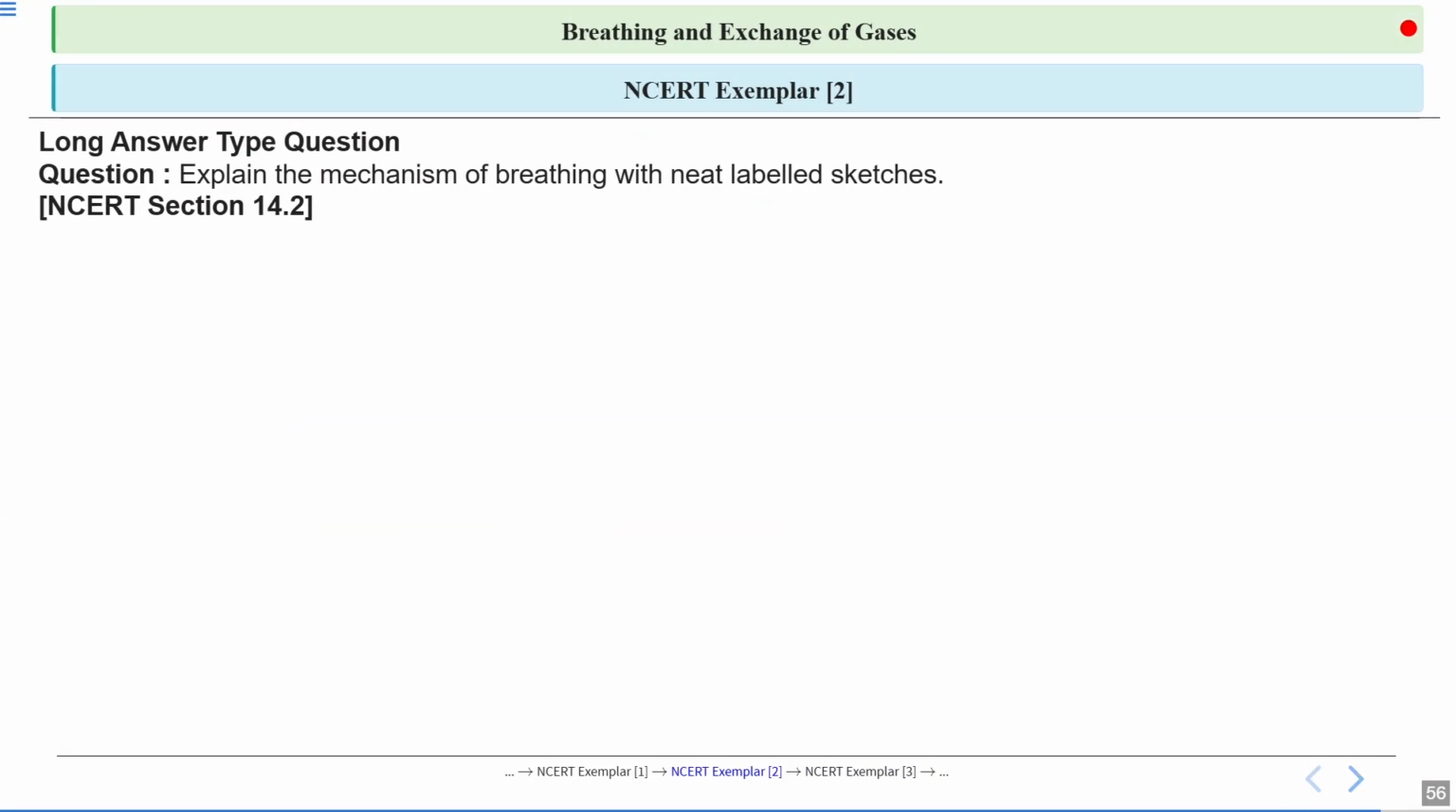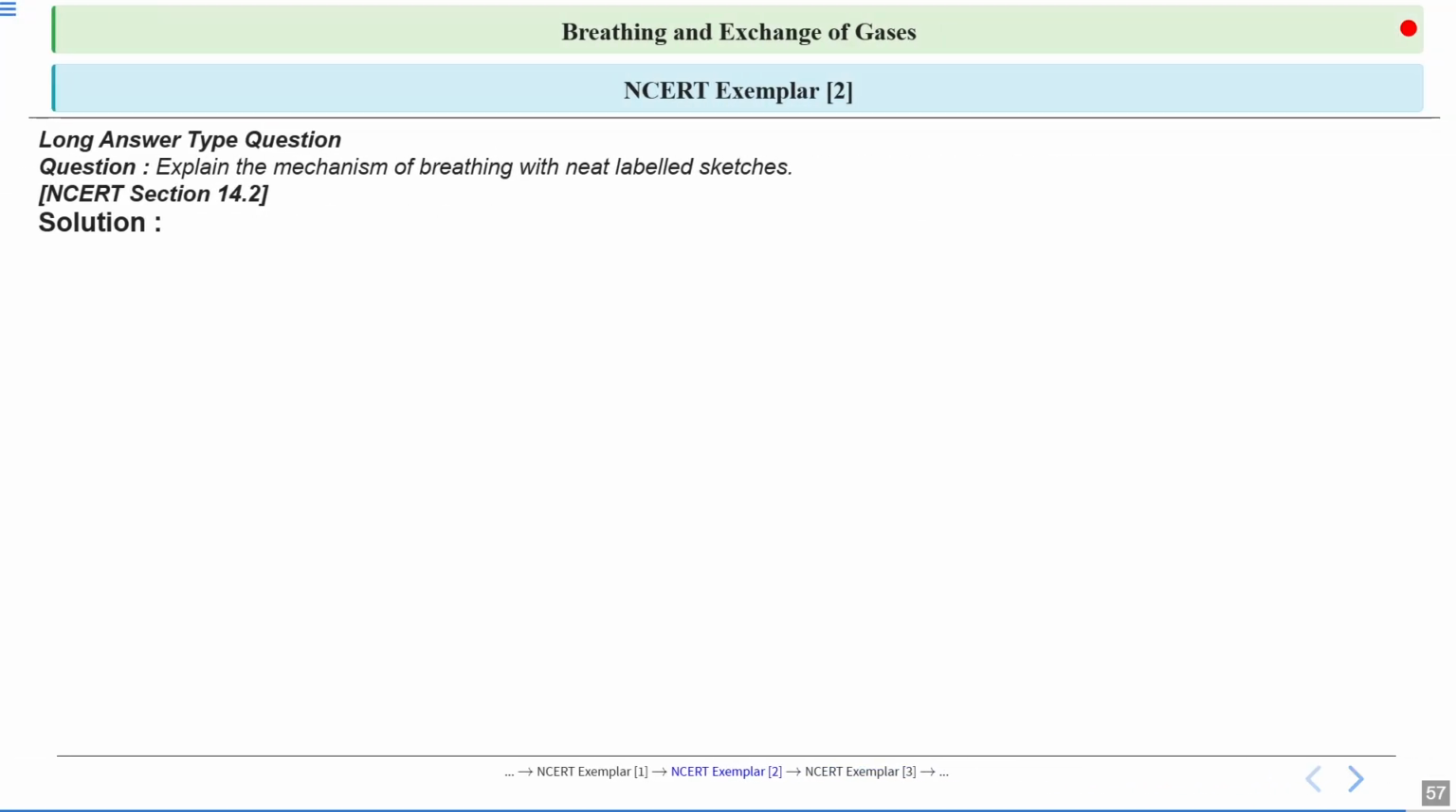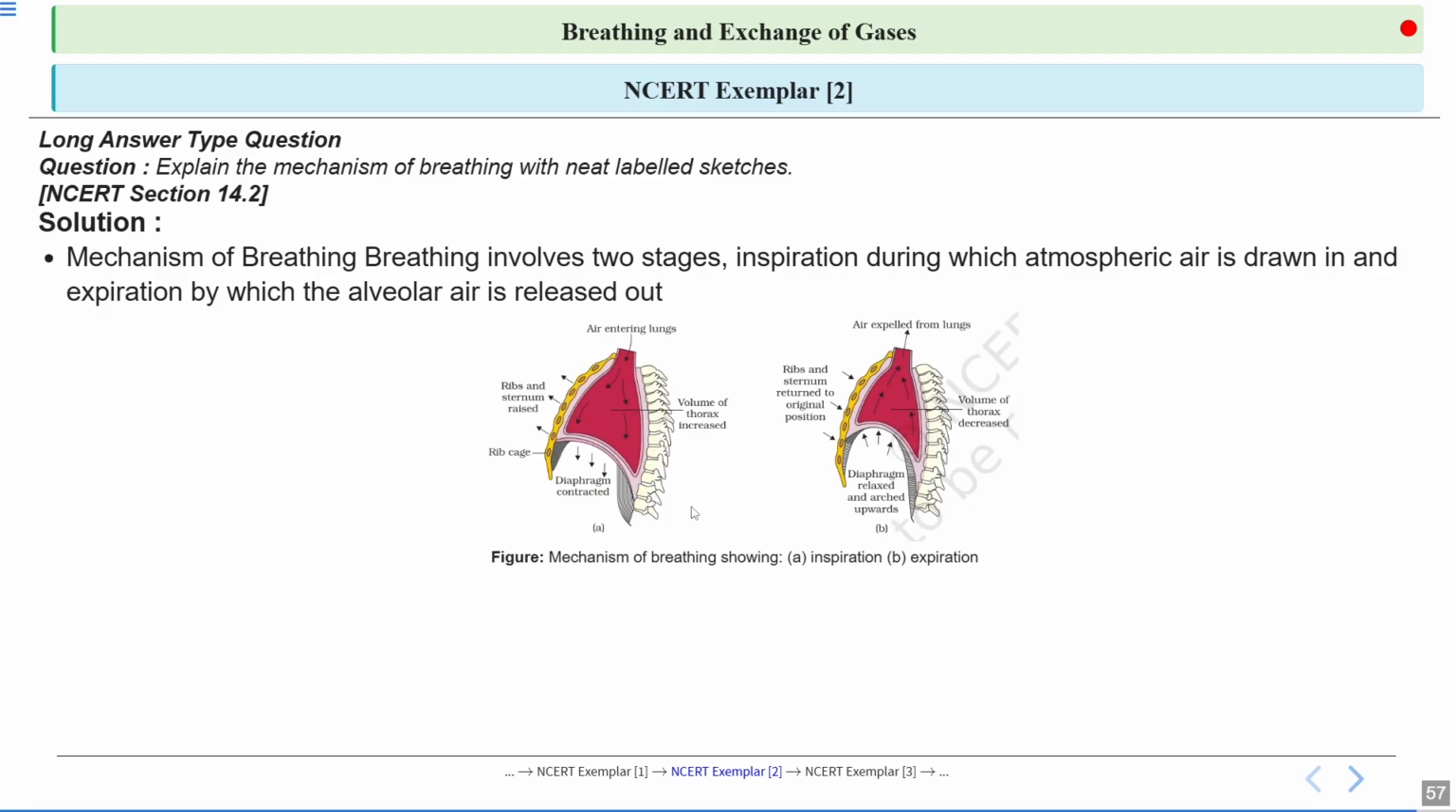Next question: explain the mechanism of breathing with neat labelled sketches. This question is coming from the NCERT section 14.2. Let us see the diagram. The mechanism of breathing involves two stages: inspiration, during which atmospheric air is drawn in, and expiration, by which alveolar air is released out.